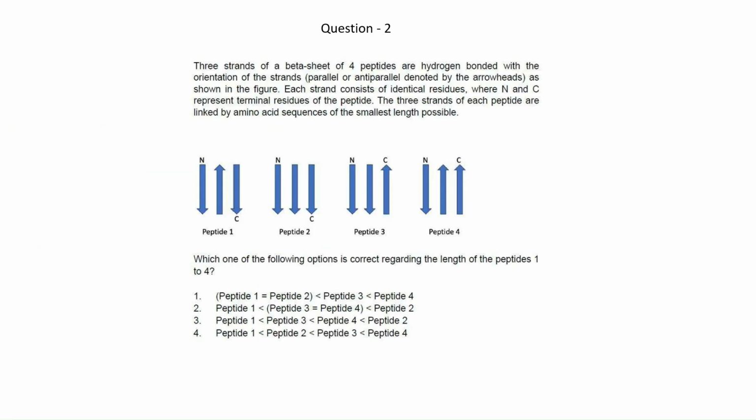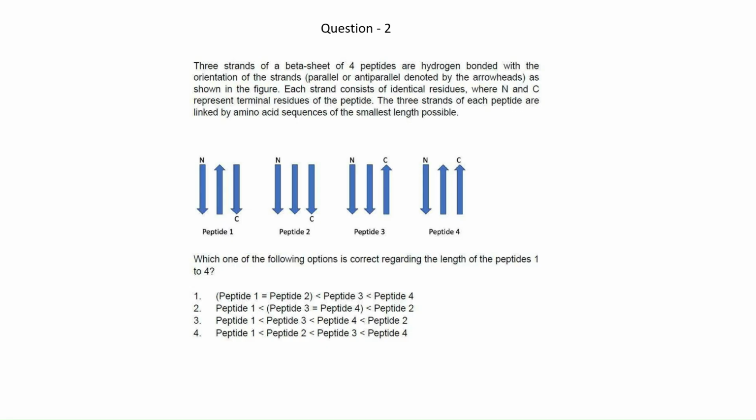Moving on, question 2. 3 strands of a beta sheet of 4 peptides are hydrogen bonded with the orientation of the strands parallel or antiparallel denoted by the arrowheads as shown in the figure. Each strand consists of identical residues, which means same amino acids, where N and C represent terminal residues of the peptide. The 3 strands of each peptide are linked by amino acid sequences of the smallest length possible. Now, which one of the following option is correct regarding the length of the peptides 1 to 4?